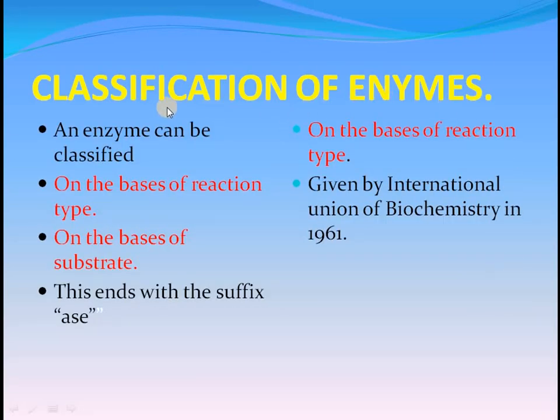Now the next topic is classification of enzymes. An enzyme can be classified. Now there are basically two criteria. The first one is on the basis of reaction type, and the second one is on the basis of substrate, with the suffix being ase. Now first we will discuss classification on the basis of reaction type. It was given by the International Union of Biochemistry in 1961. Now this one is important for MCQs.